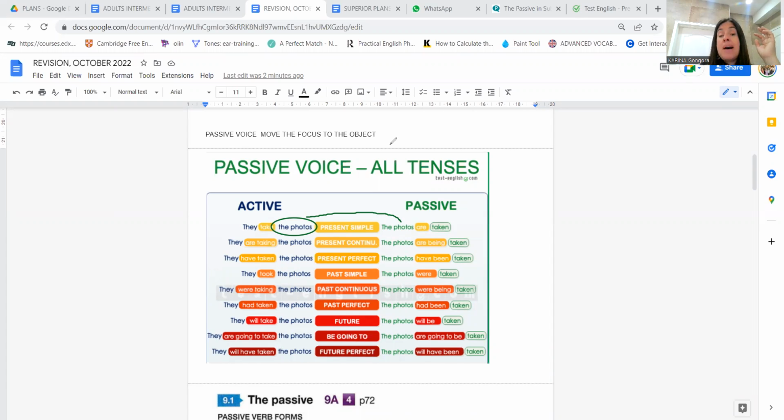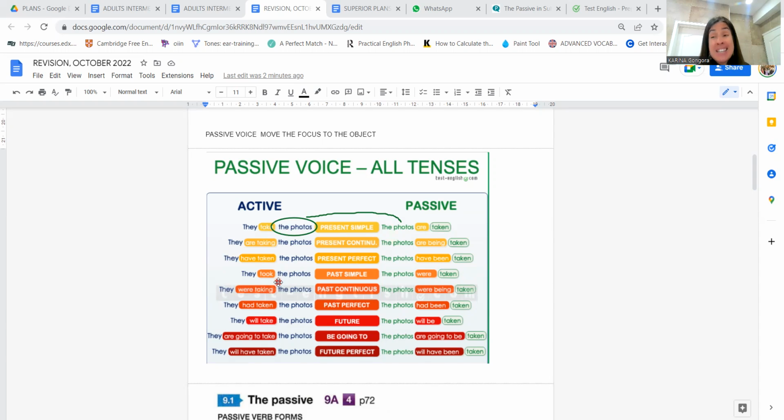All right? Va el objeto en primer lugar, lo cambio directamente. I always use a verb to be. Siempre voy a usar un verb to be. And then I will always use a past participle. Siempre voy a usar el past participle. ¿Cómo voy a usar el verb to be? Dependiendo de la oración activa o si no tengo la oración activa, depending on the logic of the situation.